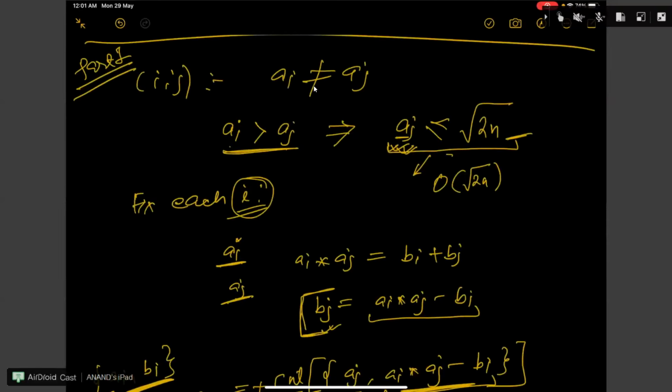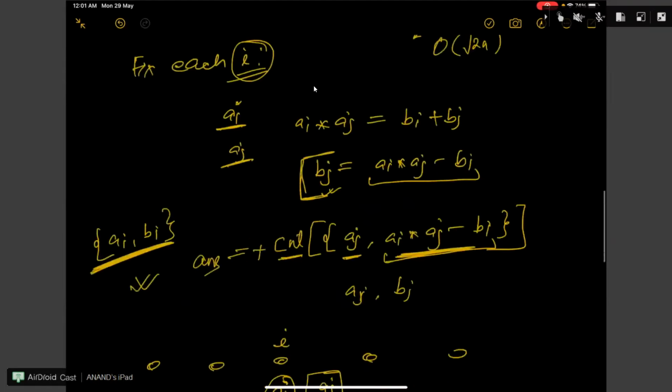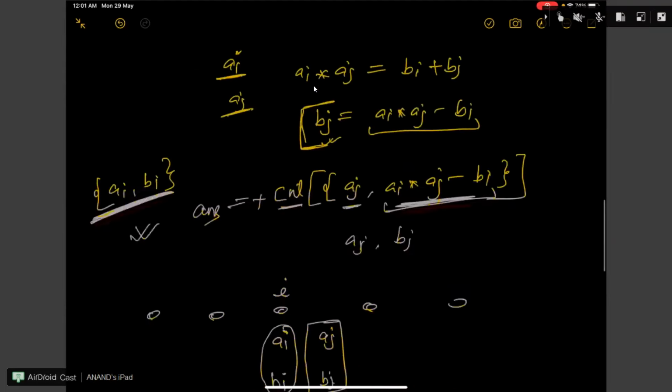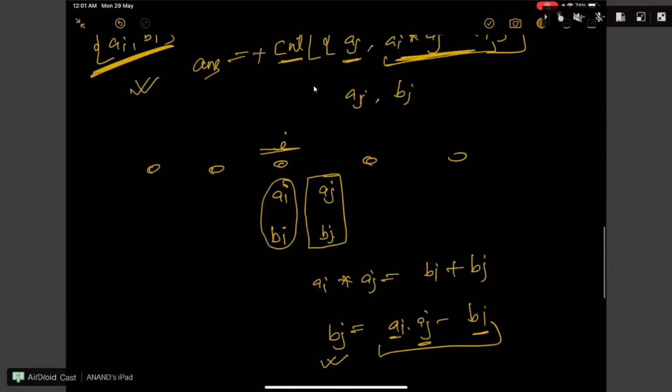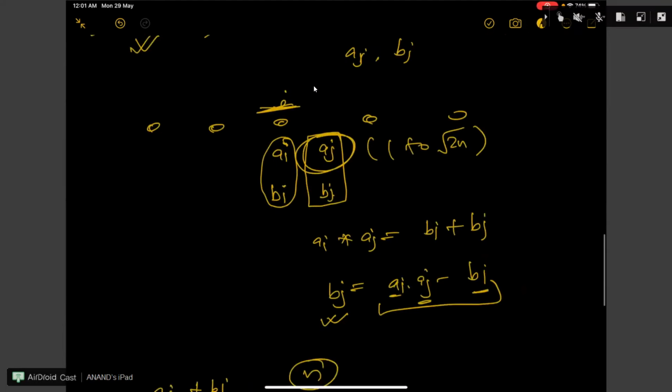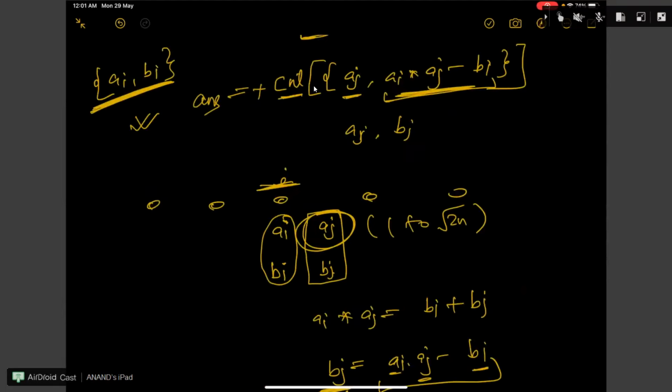So this is for part one. When AI is not equal to AJ, we basically fix each I, then we iterate over all the values of AJ from 1 to square root of 2n, then we find the corresponding value of BJ and just add the count of AJ BJ, and BJ is given by this formula.